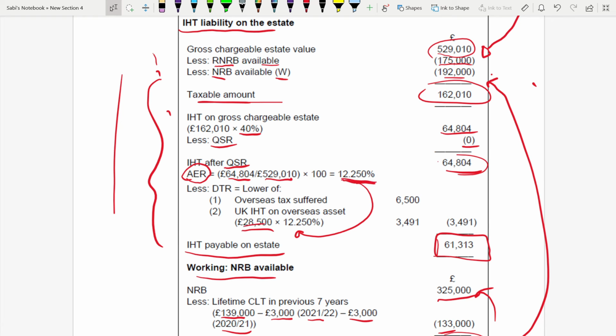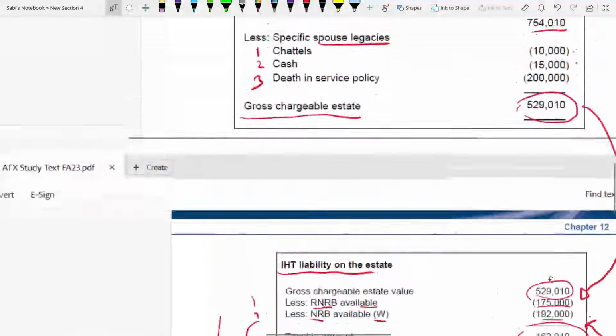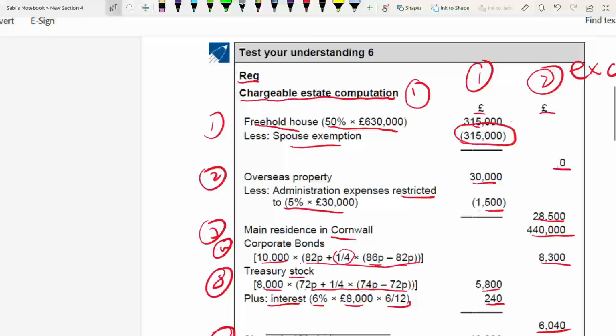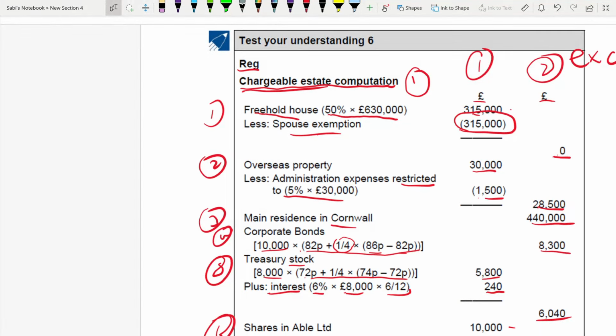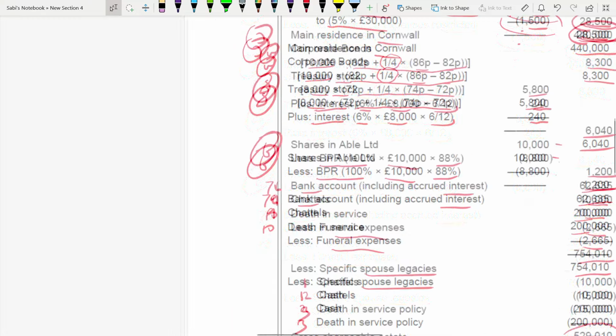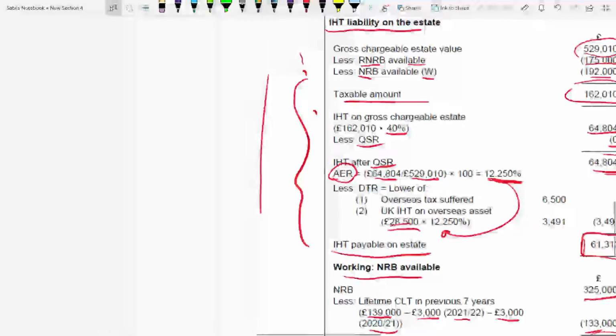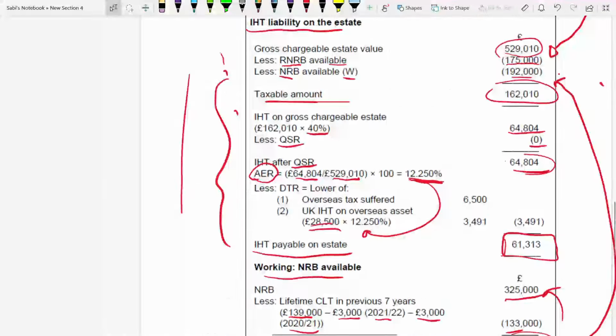What is the overseas asset? Go to point number 2, in your chargeable estate itself. Nowhere else. You see this value after you deduct your expense, not on 30,000. If you do that, you are making a mistake. Yes, overseas profit is 30,000, but after deducting expenses, you have to apply the percentage. So it's on 28,500. That's why I told you, do not look at the question, go to the estate immediately.